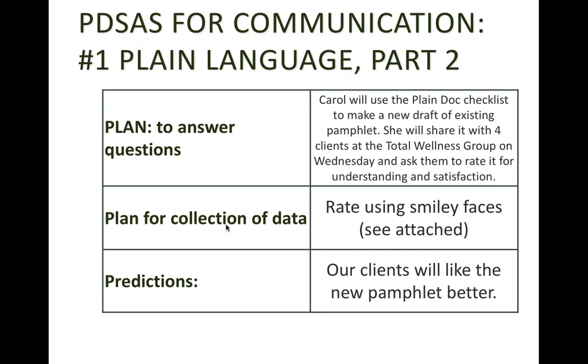Something hiccuped. So Carol in this place will use a plain doc checklist to make a new draft of the existing pamphlet. And she's going to share it with 4 clients in her wellness group that they run on Wednesdays, and ask them to rate it for understanding and satisfaction. Very specific. It's got the when, it's got the who, and it's got the way that it's going to be measured. So the whole component of being smart is there.